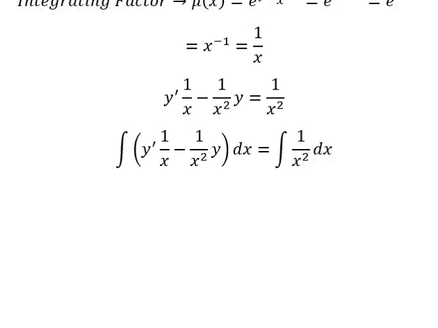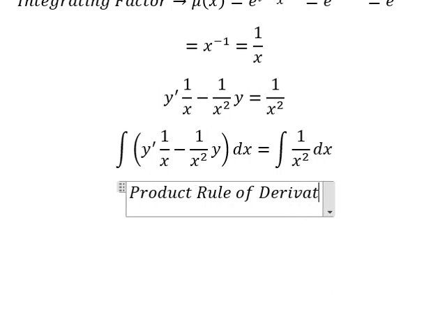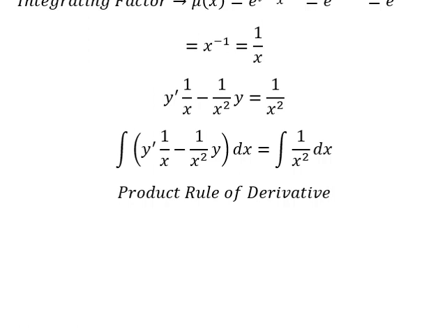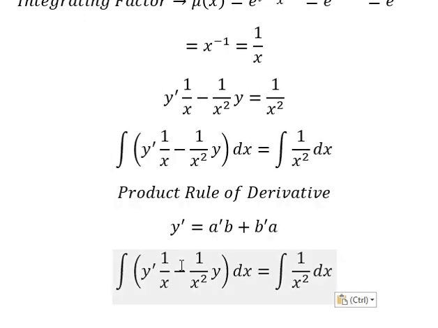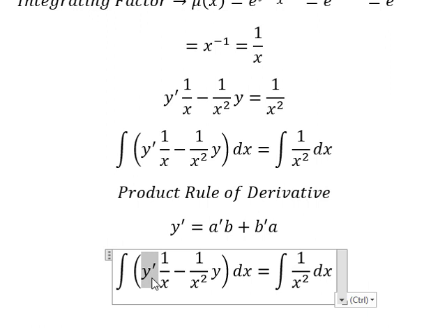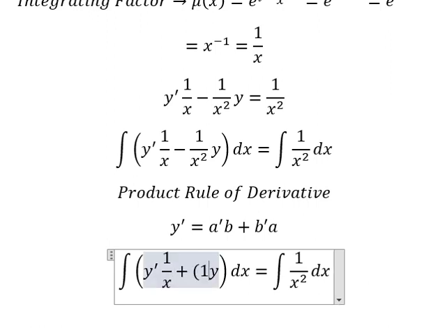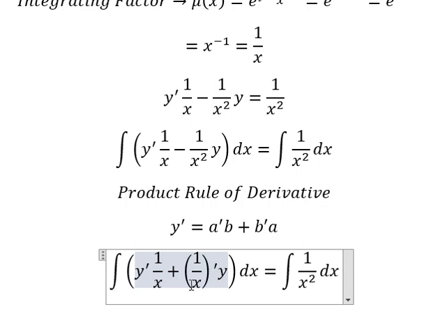Next, we can use the product rule of the derivative. So we have the first derivative of y equals the first derivative of a multiplied by b plus the first derivative of b multiplied by a. So for this one, we have the first derivative of a multiplied by b. This one we have the first derivative of b multiplied by a.